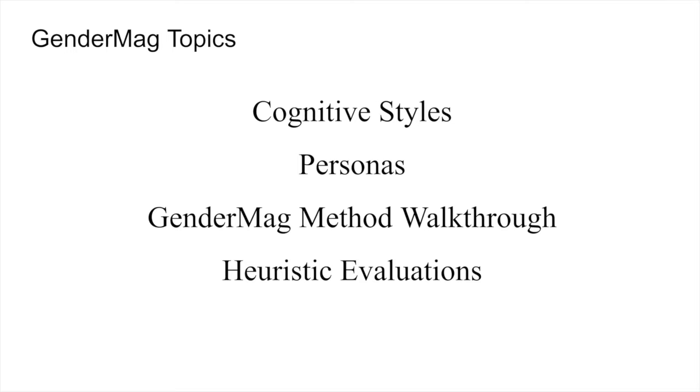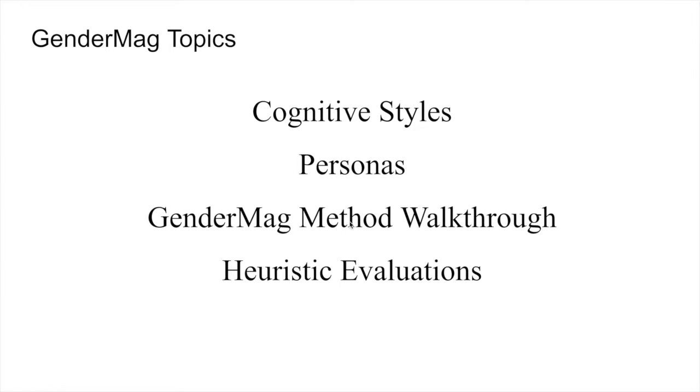So here are some topics listed on the board. We have four: cognitive styles, personas, the GenderMag method walkthrough, and heuristic evaluations. What we see is that cognitive styles and personas are topics that work great for any level of difficulty. So they can work for advanced to beginners, any levels. Those two topics are great ones to use.